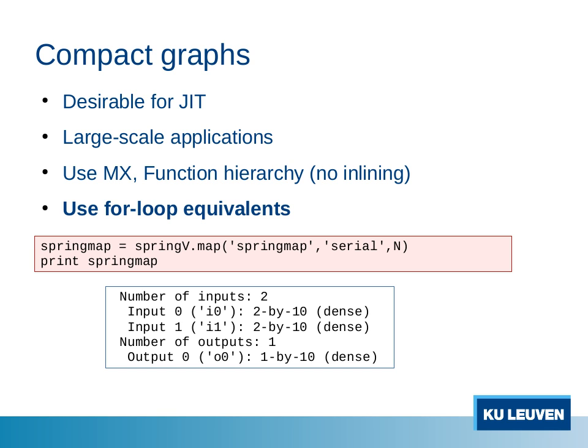So in this case we had Spring V, a function object, and when you do .map on it, you get some kind of repeated application of Spring V. If we have a look at the input-output scheme, you see that the dimensions of the input, which were 2 by 1, are now 2 by 10, so they're repeated n times.